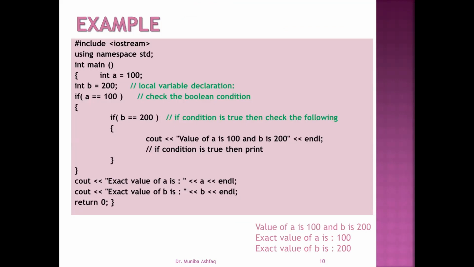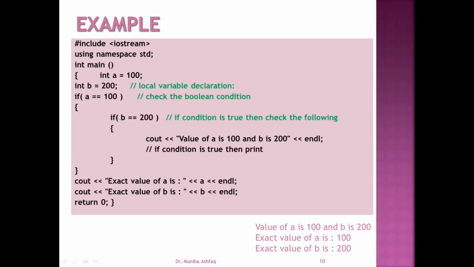Now come towards the quick example of nested if statements in which we are going to declare variables a and b, and we have assigned the value 100 to a and 200 to b. And we are applying conditions on the values of a and b. So in the outer if statement, we are checking that the value of a is equal to 100. If this statement is true, then only in that case can we come into the block.